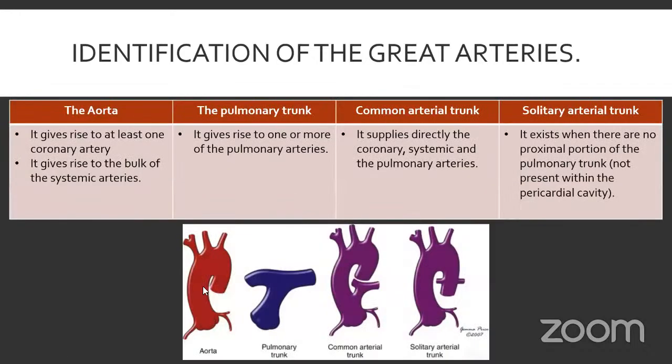So the great arteries, we have the aorta, we have the pulmonary trunk, or we can have them both combined. So what are the specific characteristics of each of these four possible outcomes of great arteries?